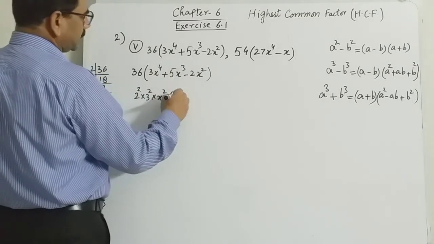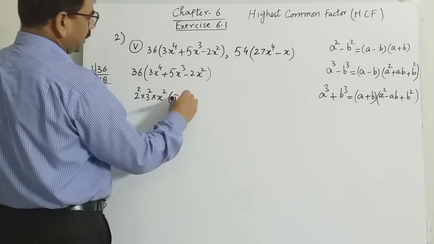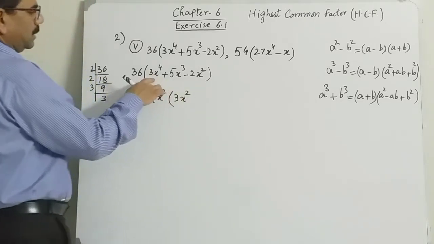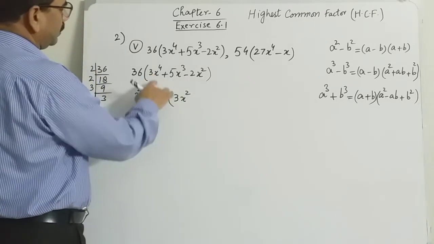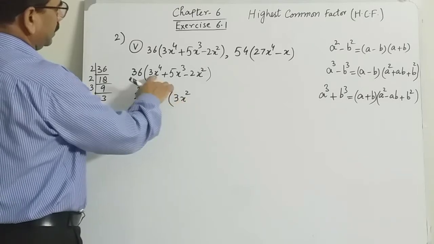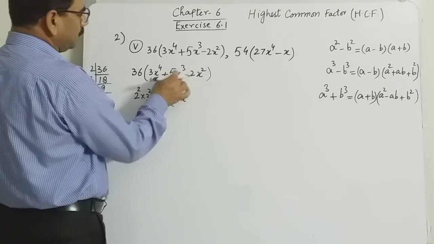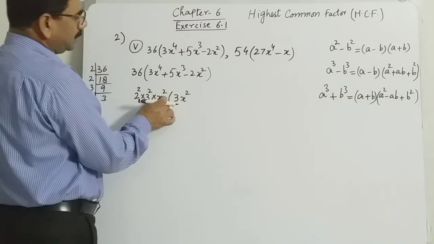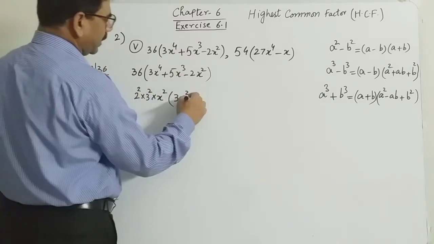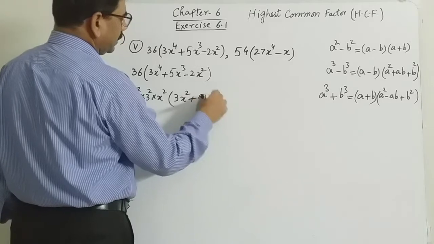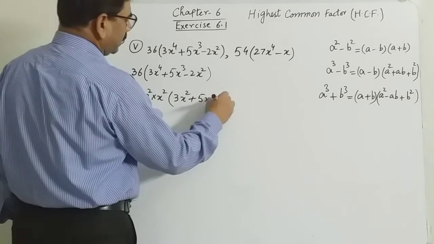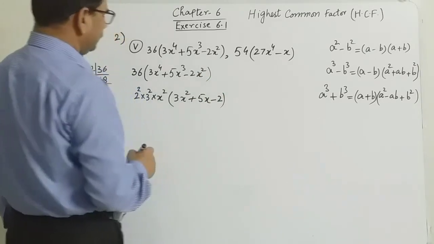As a result, inside the bracket we will have 3x square, because if we take out x square common from x^4, the remaining term will be 3x square. Similarly, from 5x cube, when x square is taken out common, we will have 5x, and from here minus 2 will be the remaining number.